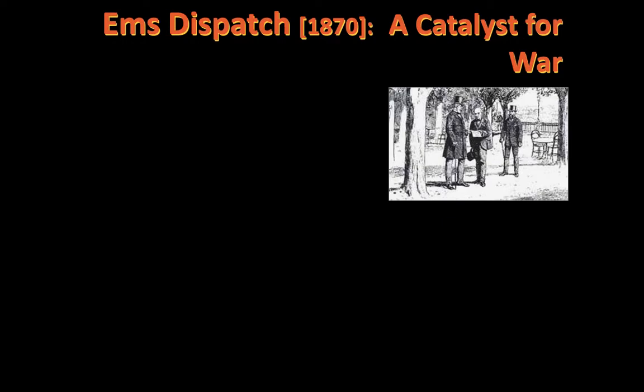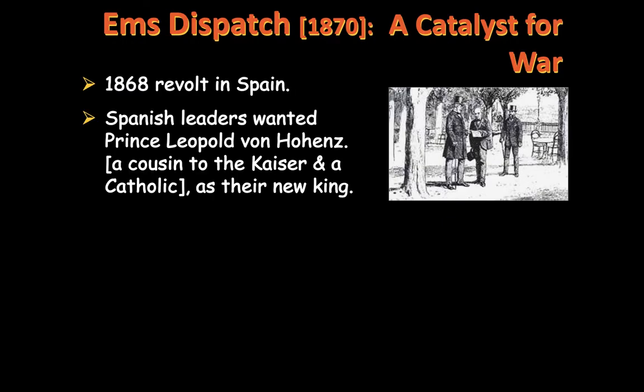His final step will deal with something called the Ems Dispatch. And this is a little bit confusing, but bear with me here. His final step has to deal with France. How does he get the southern German states to look to Prussia for help? You've got to make Napoleon, the French leader, attack you. So how does he do this?